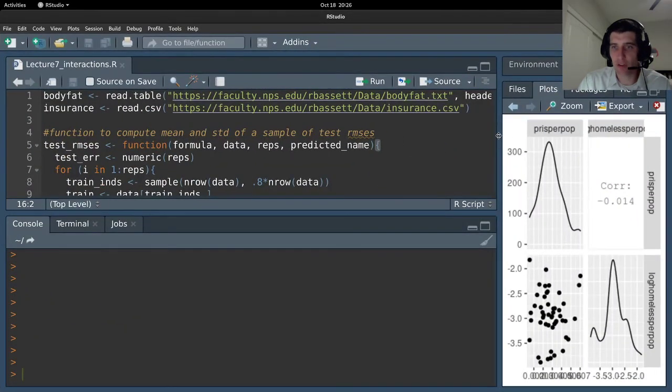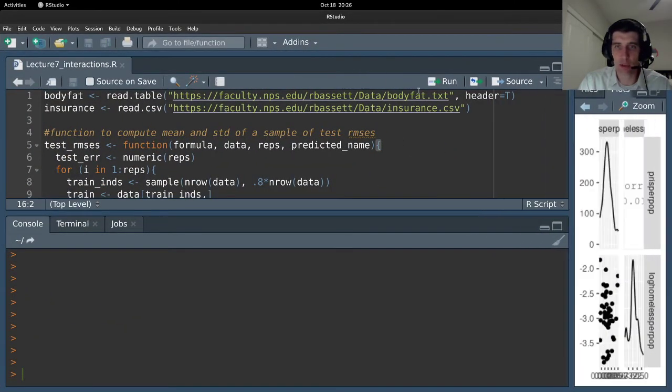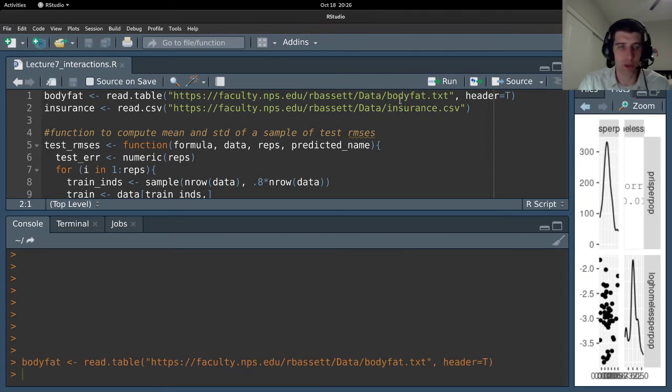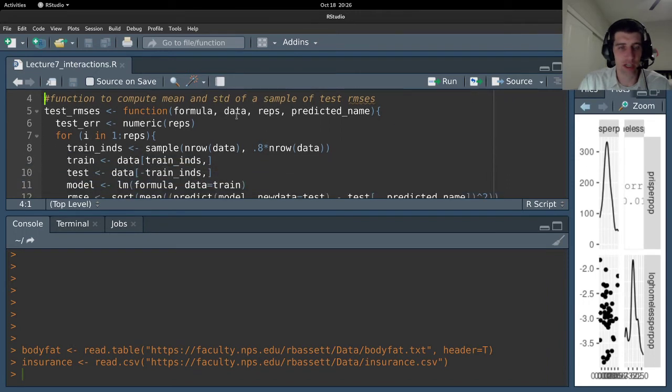So here I have both of the data sets, and I'll post this code so you can follow along with it. This is the body fat data set, this is the insurance data set. I will load them both up. We've seen this function before, from the previous lecture on categorical predictors. This is the function that will produce many train test splits and return the testing RMSEs for reps number of train test splits.